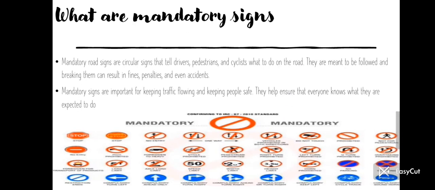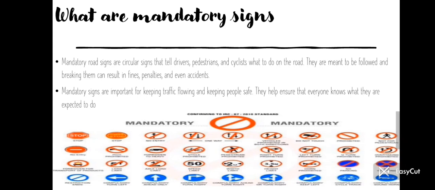What are mandatory signs? Mandatory road signs are the circular signs that tell drivers, pedestrians, and cyclists what to do on the road. They are meant to be followed, and breaking them can result in fines, penalties, and even accidents. Mandatory signs are important for keeping traffic flowing and keeping people safe. They help ensure that everyone knows what they are expected to do.